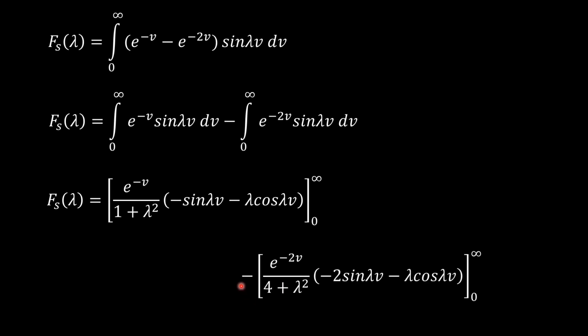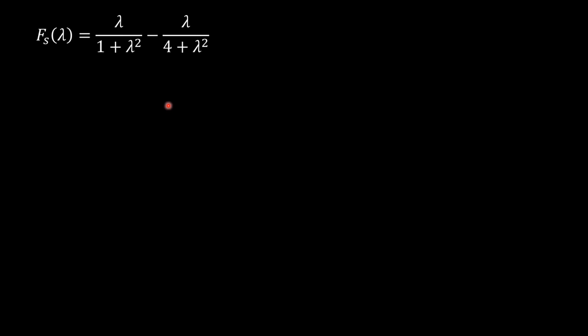That will give us minus e raised to minus 2v divided by (4 plus lambda square) into (minus 2 sine lambda v minus lambda cos lambda v), limits from 0 to infinity. Now put the upper limit and lower limit and simplify the expression, which gives us Fs lambda equal to, for the first term, lambda divided by 1 plus lambda square, minus, for the second, lambda divided by 4 plus lambda square.